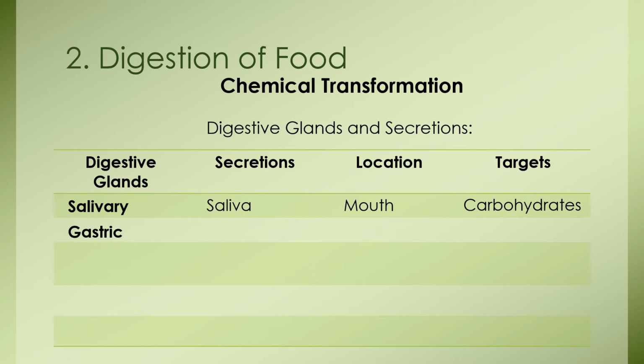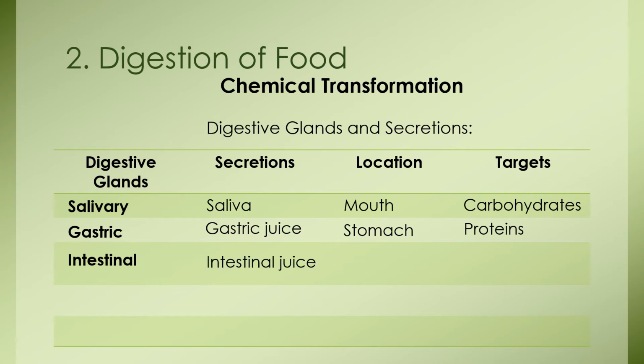The gastric glands secrete gastric juice that is located in the stomach. And the main target is the protein. So when you eat some meat, the digestion of meat starts in the stomach because of the gastric juice. The intestinal glands, we have the intestinal juice in the small intestine that breaks down almost everything: proteins, carbohydrates, and fats.